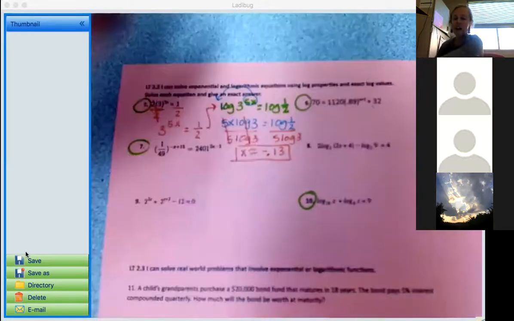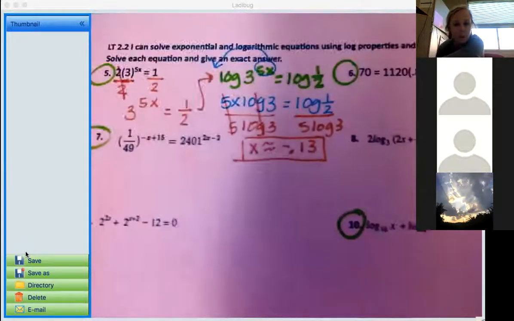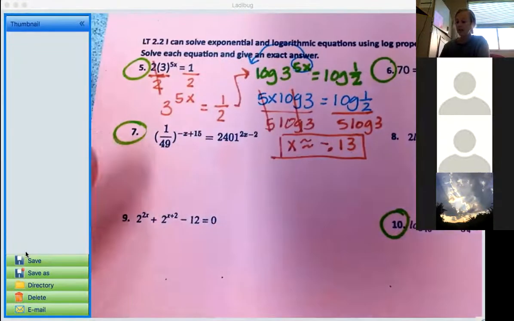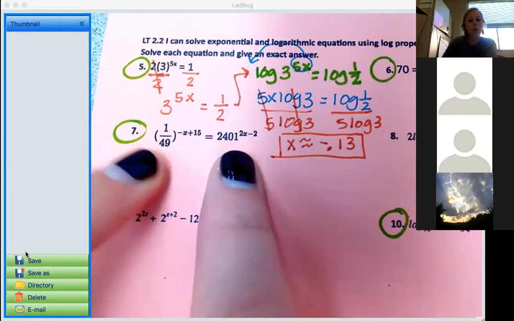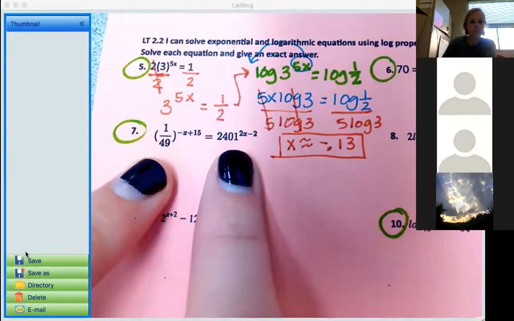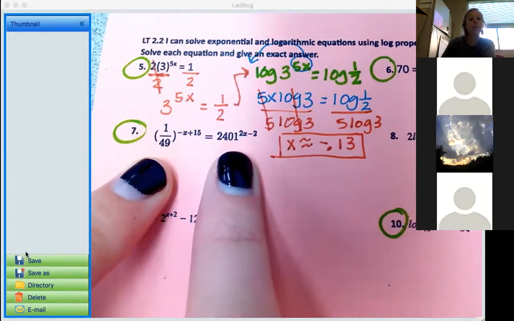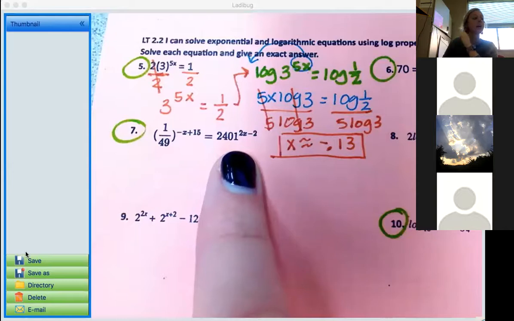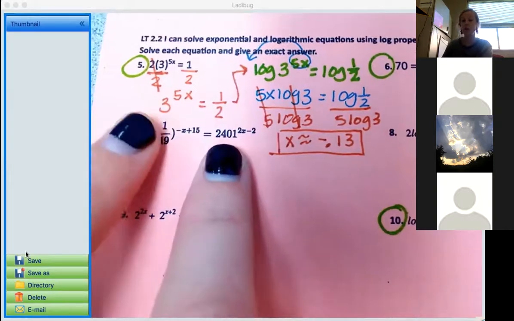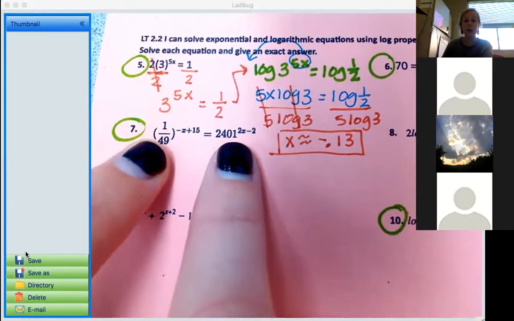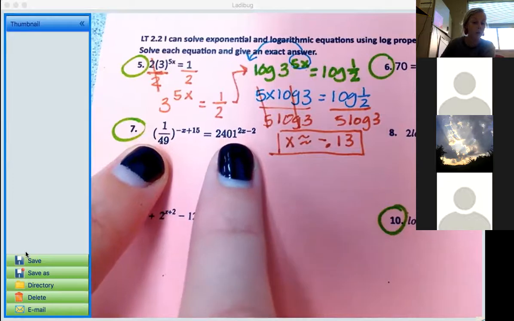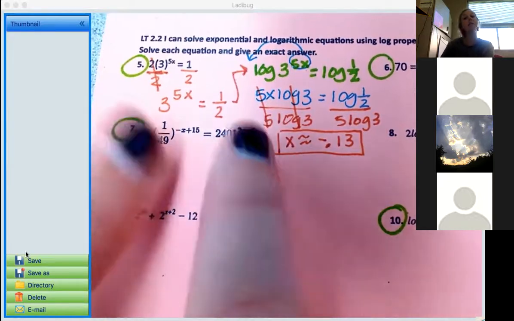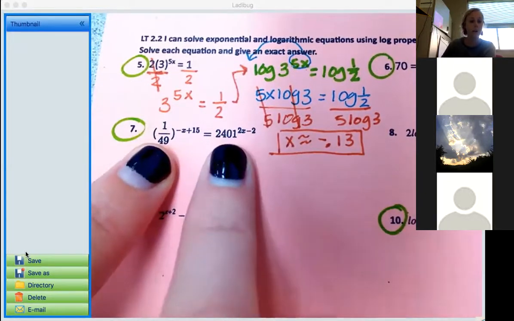All right, so number 7, let me get it zoomed in for y'all. Take a look at number 7. Is this exponential or logarithmic? Exponential. Exponential, so I'm going to try to get the bases the same, and then if I can't do that, I'll take the log. So what are we going to try to get the same? Bases. Good, bases. And you should have seen these two numbers, 49 and 2,401, and you should have gotten excited because what can we rewrite them both to have a base of?